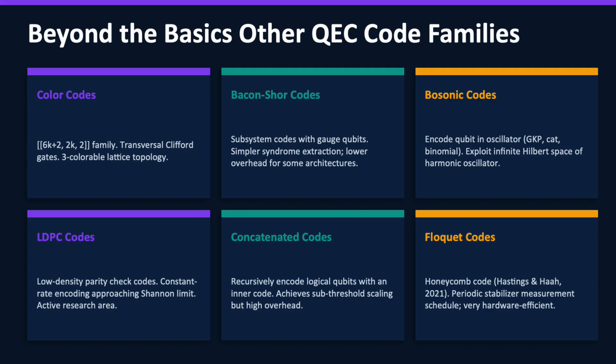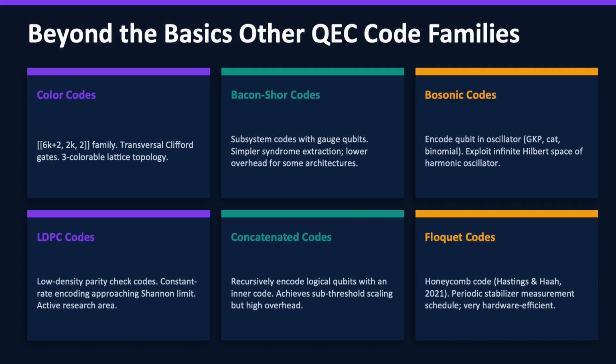Bosonic codes take a completely different approach, encoding quantum information in the oscillating motion of a single physical system rather than across multiple discrete qubits. These codes are being actively pursued by teams working with superconducting circuits and many optical platforms.